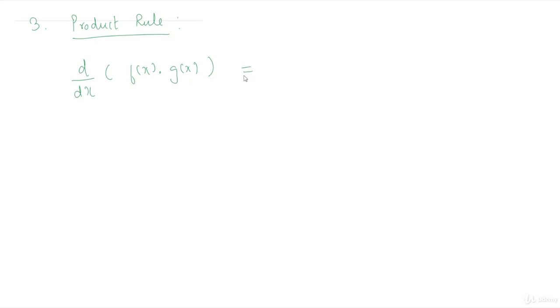So in this case, the derivative will be the first function multiplied by the derivative of the second function, plus the derivative of the first function multiplied by the second function, right?